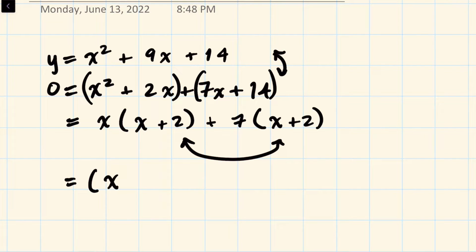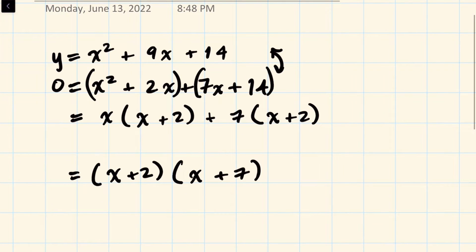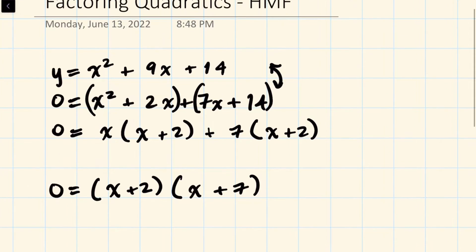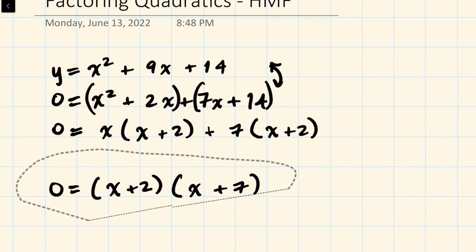So you can pull out a factor of x plus 2, and what's left? x times x plus 2 over x plus 2 is just x, and then we have a 7 here. Because when you distribute this back out, you'll get back to this here. Okay. So that's it then. That's our parabola or quadratic in its factored form, right?